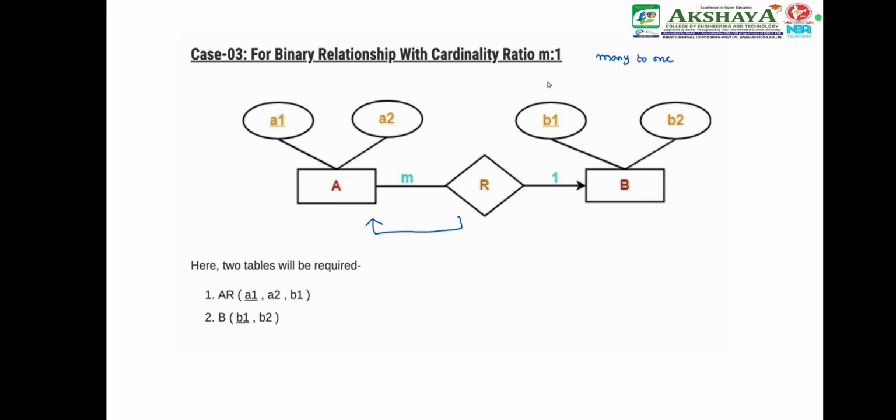Disadvantages of ER and EER relational mapping. First is complexity. The EER model's complexity can make the mapping process more challenging. Performance overhead: maintaining relationships and enforcing constraints can slow down the database, especially in complex models. Normalization issues: mapping complex hierarchies may result in more tables, which could complicate data retrieval and lead to performance issues.